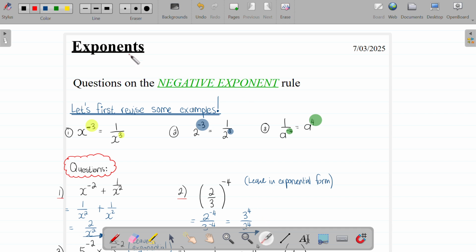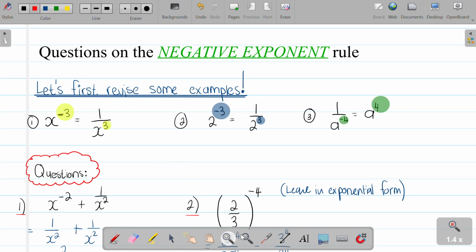So, I have had a request for the topic of exponents, but we are doing questions on the negative exponent rule. Now, I'm going to be revising some examples and then I'll show you how to implement the rule and we can answer some questions together. So welcome and let's begin.